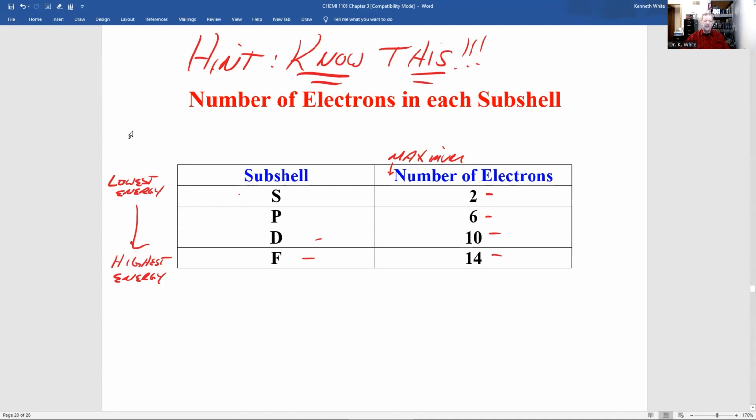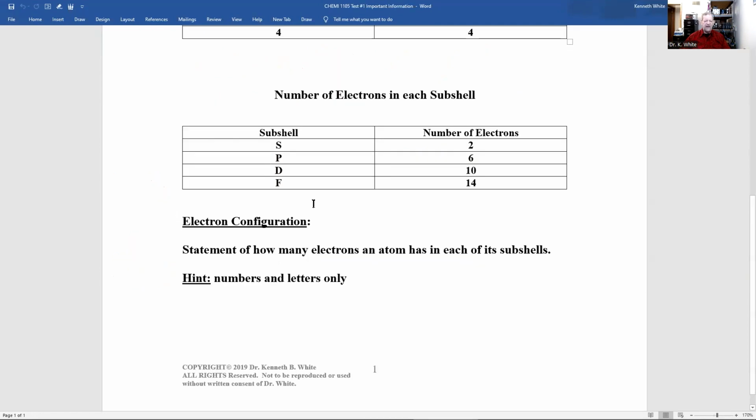Now, you should know that when you go from the top to the bottom of the table here for subshells, S is the lowest energy, F is the highest. As you go down, the energy of that subshell increases. If you look at important information, test number 1, I give you the subshells and the maximum number of electrons in a table, so students don't have to memorize this.